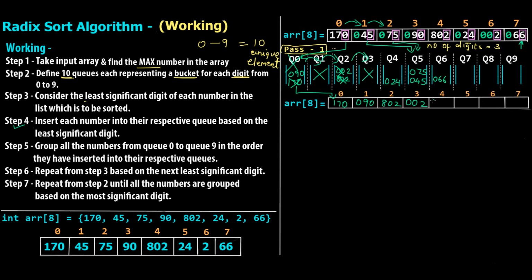In Q4 we have 024, so I'm going to write it as it is. This is done. Then I'm going to move to Q5. In Q5 we have 045, which was inserted first in the Q5. Then we have 075. And lastly, in Q6 we have 066.